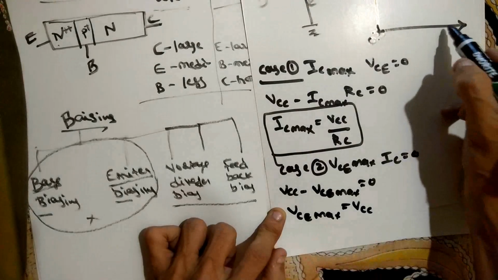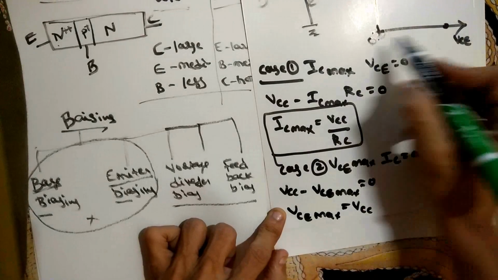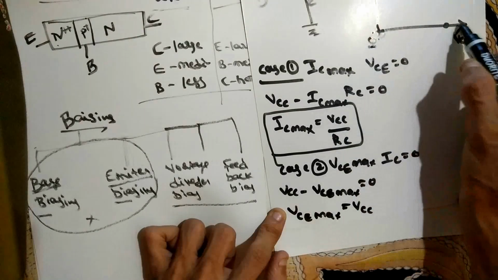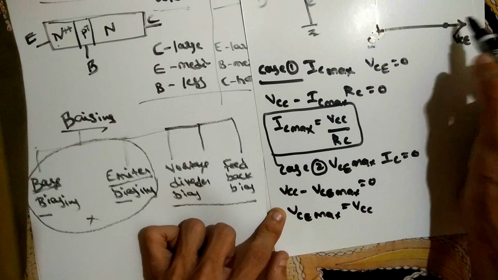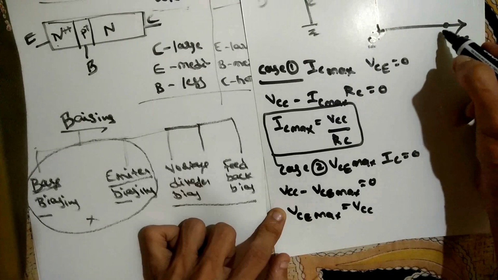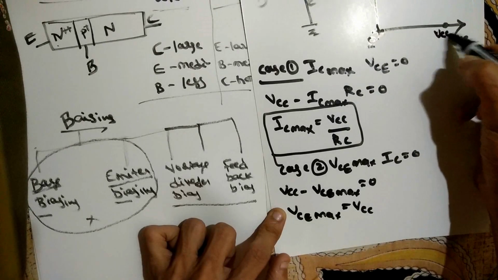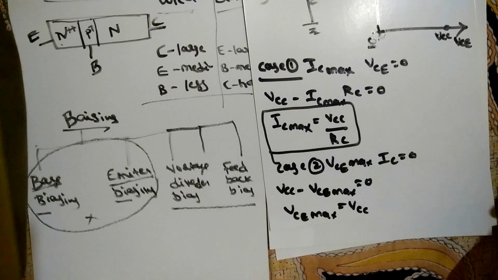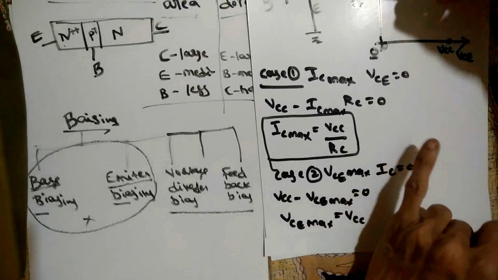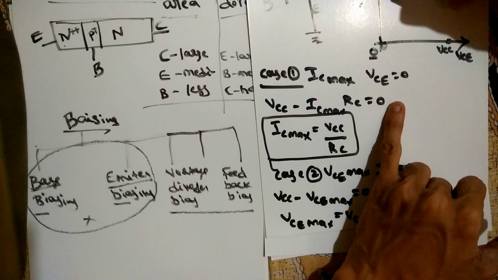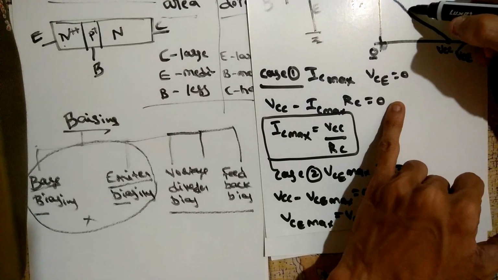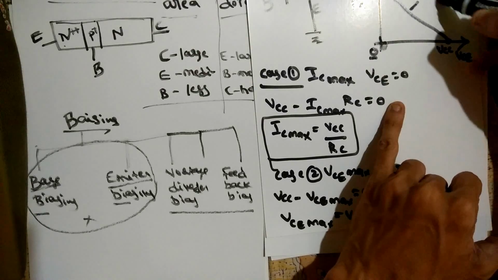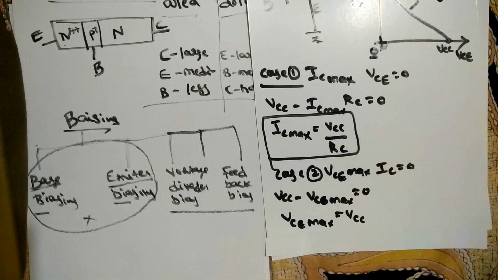Wherever we call the maximum value, it is because IC maximum is 0 in this condition. So we get a maximum point here, which we call VCC, nothing but VCE maximum. So we got two points: one is IC maximum, the other is VCE maximum. If you draw the line between these two maximum points, this is known as the DC load line.